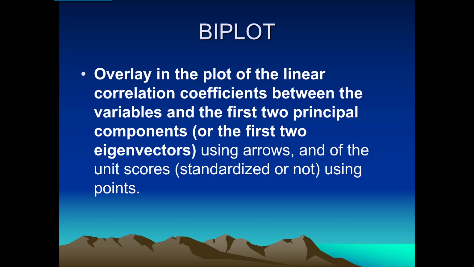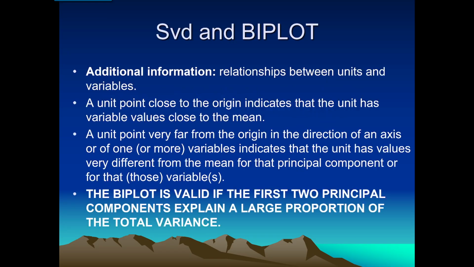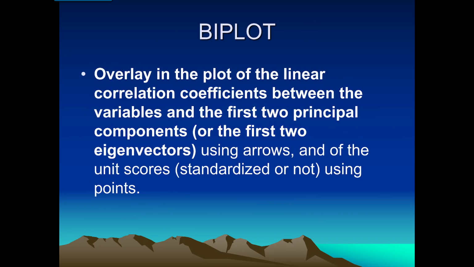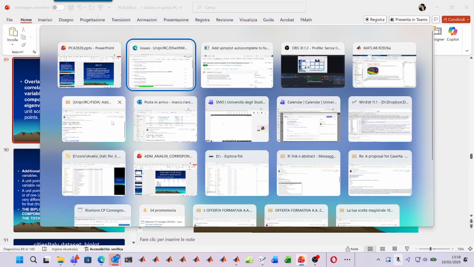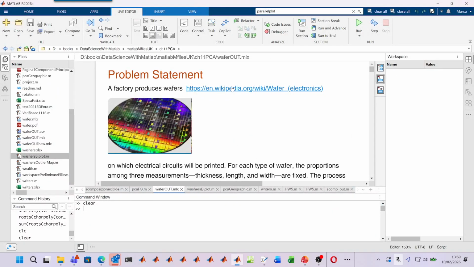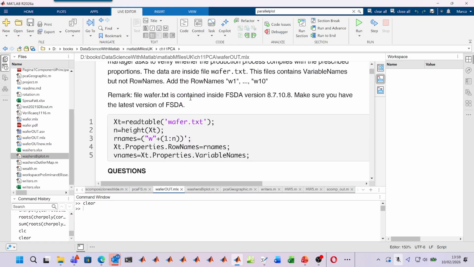Okay, so we talked about the correlation between the variables and the components, which are represented by arrows. We talked about the scores, and then there is a joint representation of the scores and of the correlation. This is called a biplot. Now it is time to go to the correction of the file.